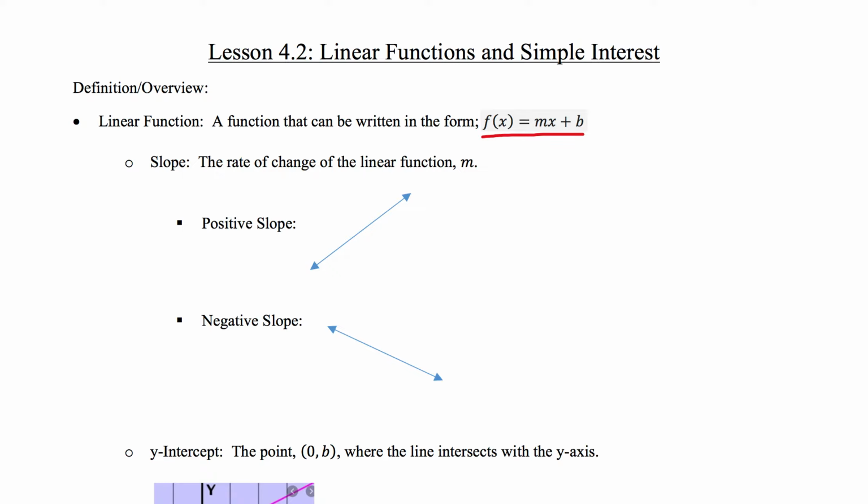So remember that the m is going to be the symbol that we're going to be using for slope. So we're going to talk about that in just a second. So m is slope. All right, and then the b is going to be the symbol that we use for the y-intercept. And we'll talk about that as well. All right, so let's talk first about the slope.